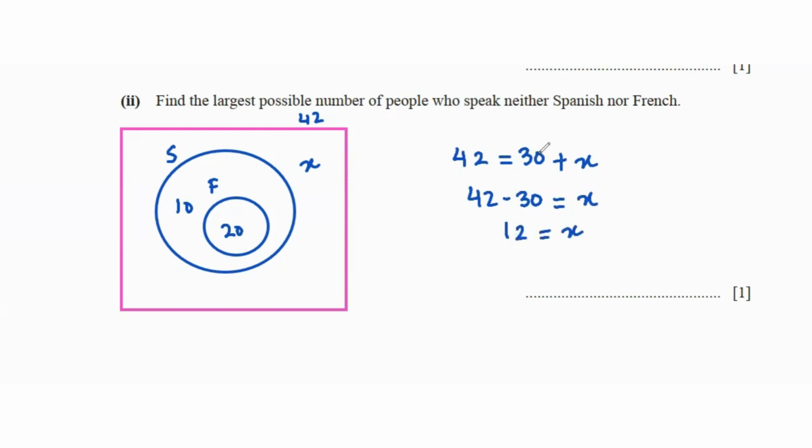The reason why I took 30 is because 30 is the total number of people who speak Spanish. 20 is the number of people who speak Spanish and French. That's what we're assuming. So 10 is the number of people who are just speaking Spanish. So once again, the total number over here is 30. Then either you can say 10 plus 20 or you can take it as 30. And then your total number of people on the whole is 42. So 42 minus 30 is 12, which is the number of people who speak neither Spanish nor French.